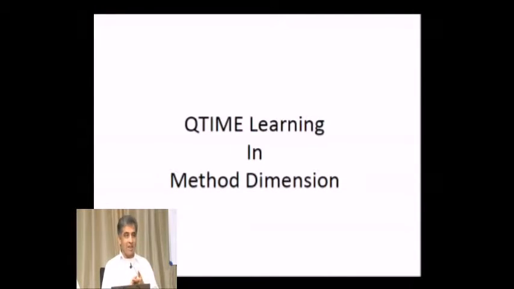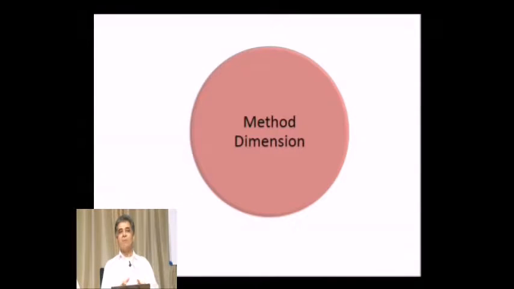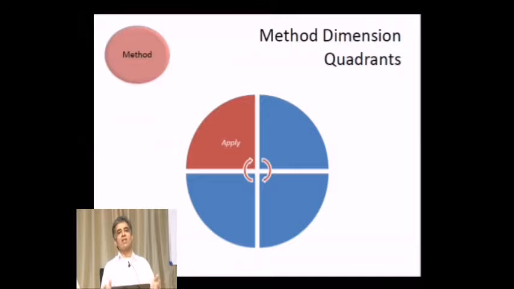You know about the trust dimension and innovation; now we are at method. The method dimension itself, as I had told you before, has quadrants. These are the learning quadrants. So what are the learning quadrants of the method dimension? The very first learning quadrant of the method dimension is apply. So what do we mean by the apply quadrant? How do you achieve maturity in learning in the apply quadrant?